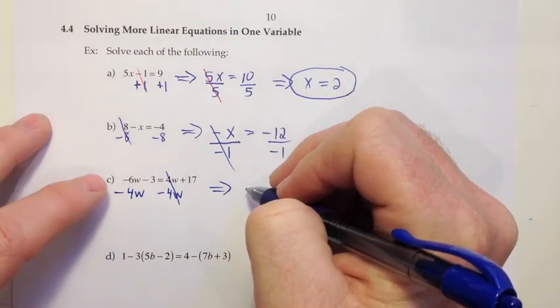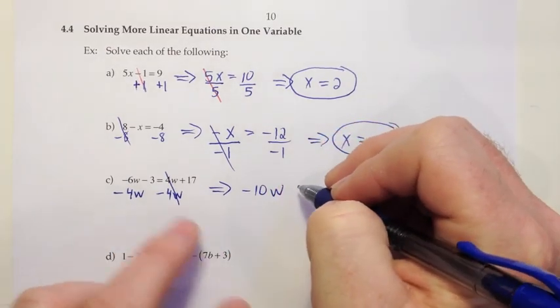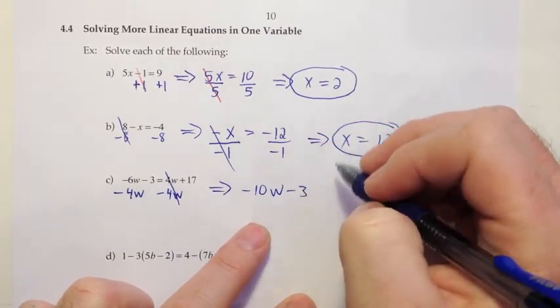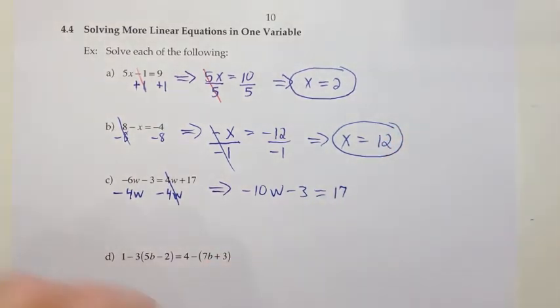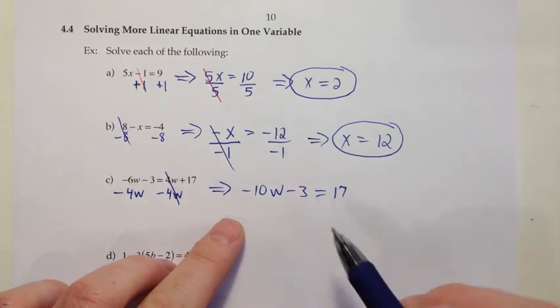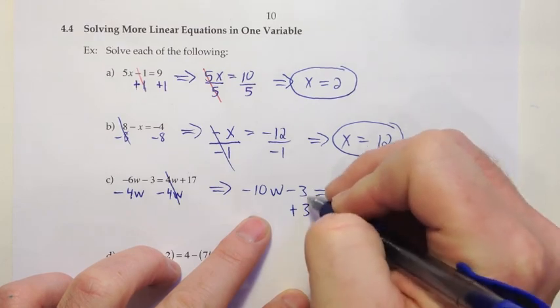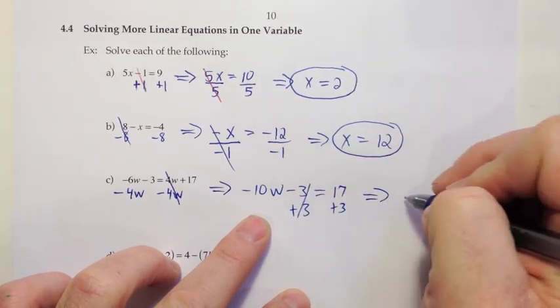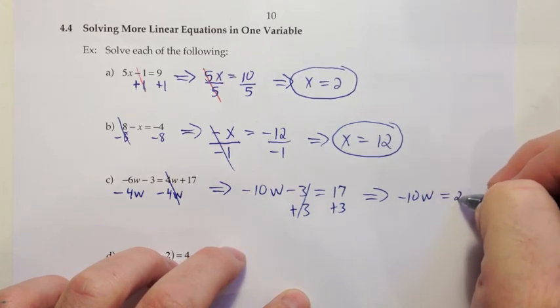That gets me to, let's see, combining like terms, negative 10w. Then we have the minus 3, and that's equal to 17. And now this looks a lot actually like part A, so we just want to do some more steps. We're trying to get this w by itself, so the first thing would be to add 3 to both sides. These will cancel out. So we get negative 10w is equal to 20.